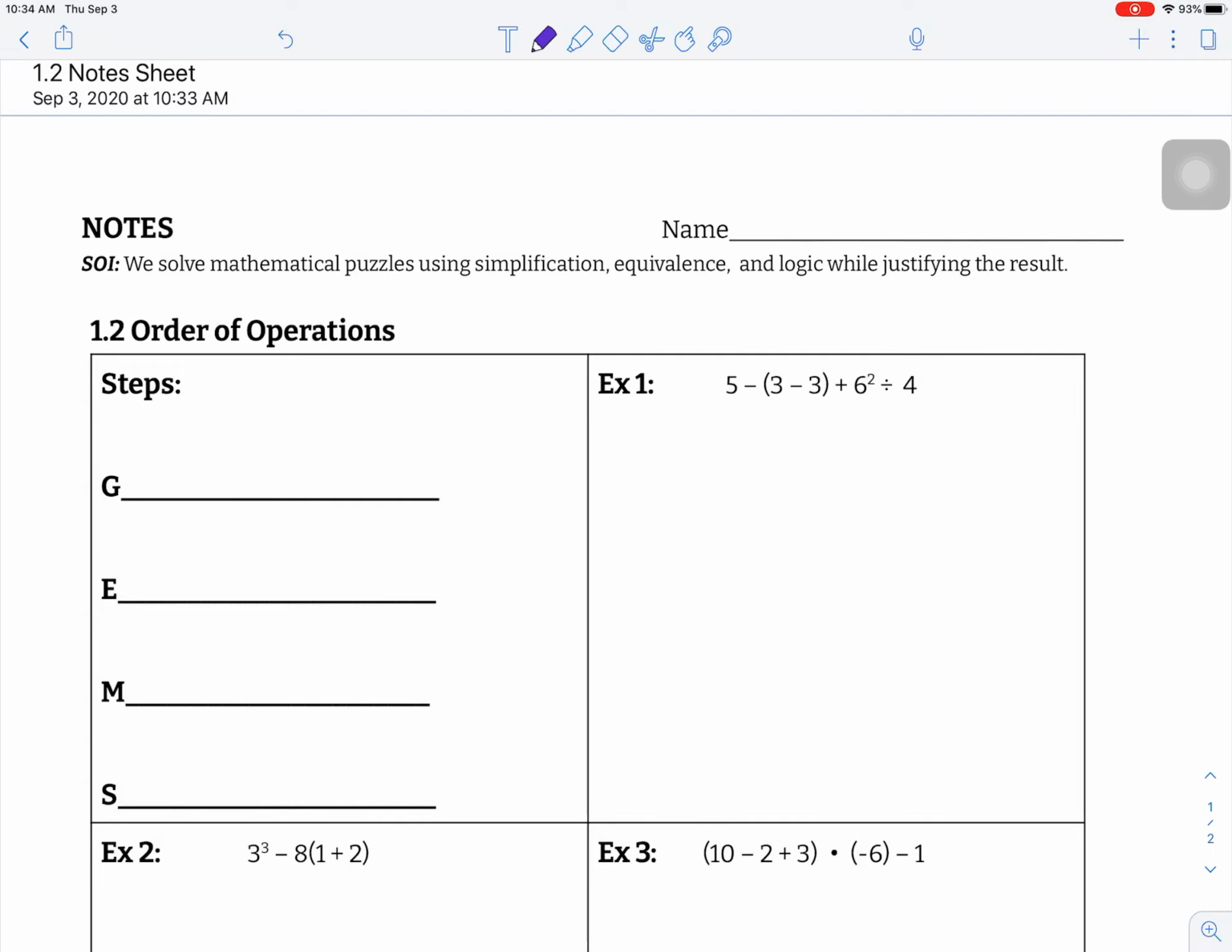So today we're going to be talking about the order of operations. When I look at our statement of inquiry again, I want to bring it back to the fact that this whole unit is really about solving mathematical puzzles, and that's by using simplification, equivalence, and logic. And so today the type of puzzle we're really going to be solving is how to take an expression that looks crazy like this and make it significantly more simple by getting the equivalent answer, right? And we're going to do so with logic. So really, we're hitting all three of these keywords today.